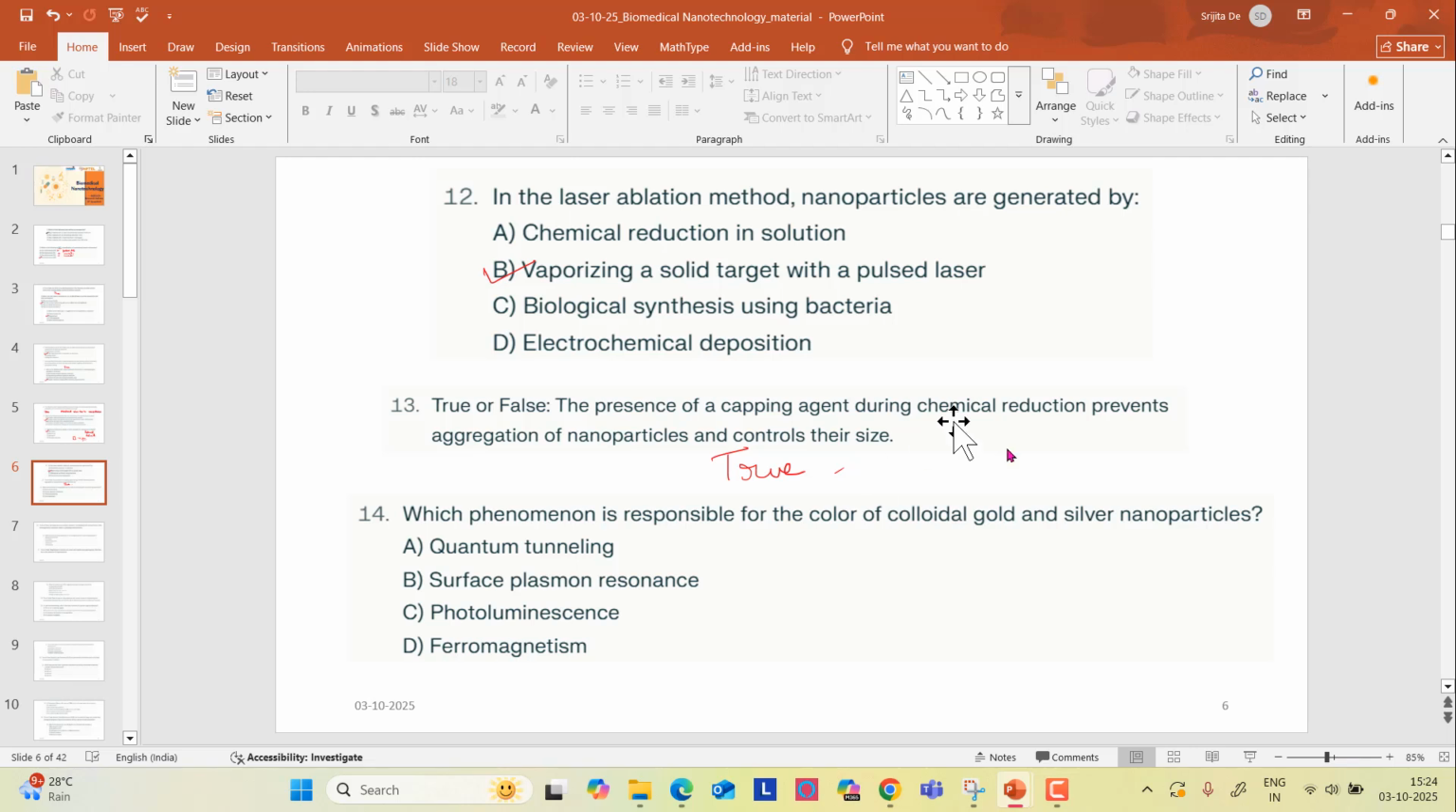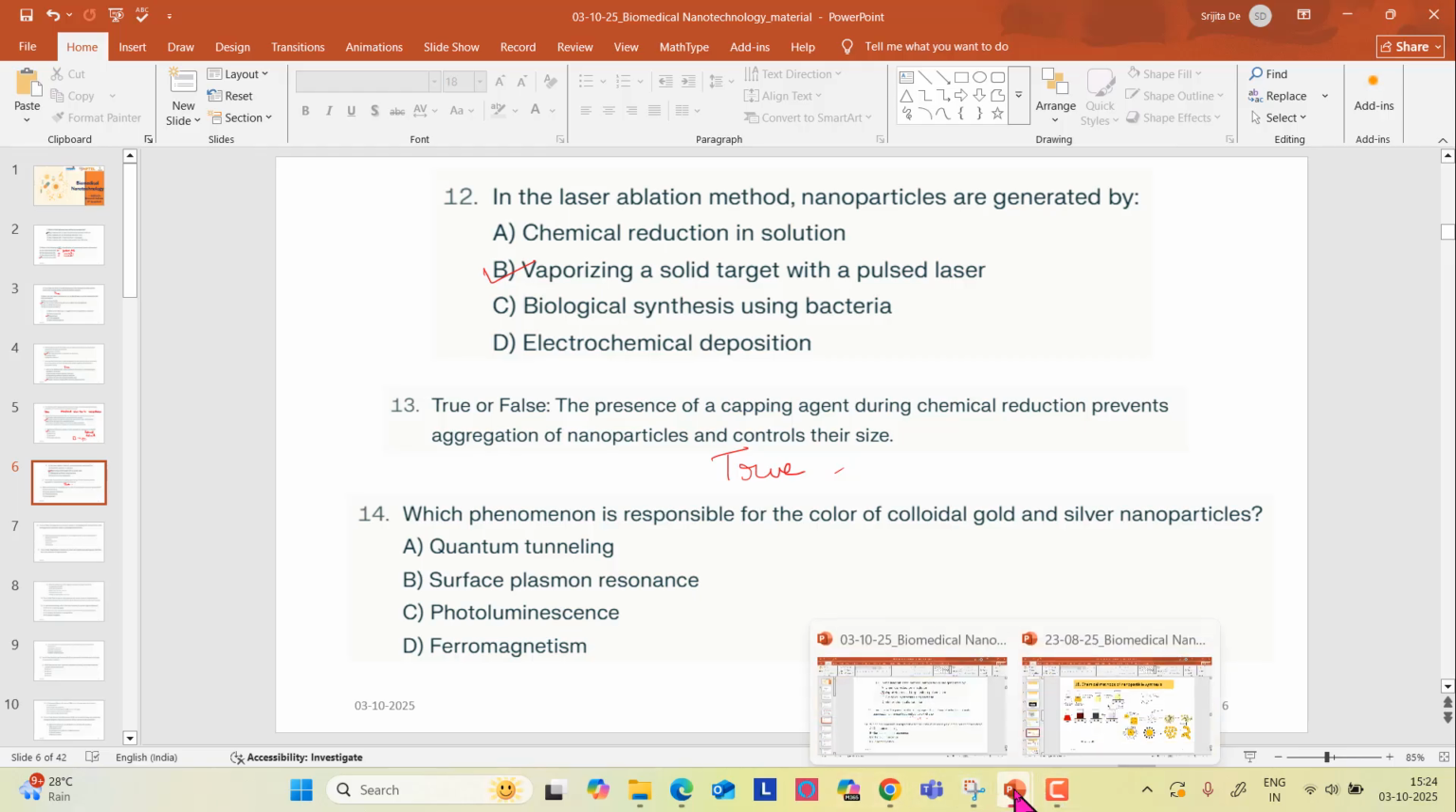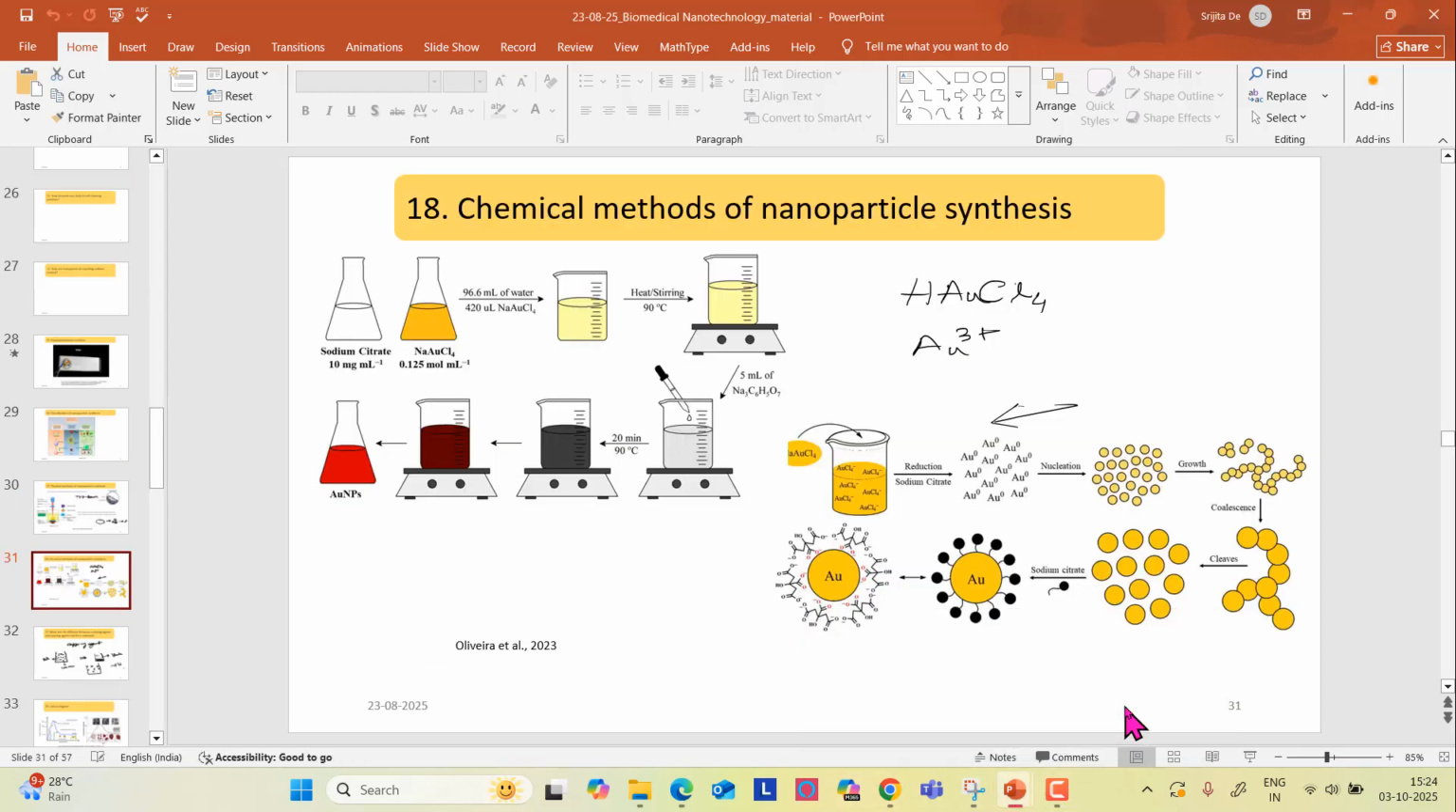Next question. Which phenomenon is responsible for the color of colloidal gold and silver nanoparticles? So it is the surface plasmon resonance, right?